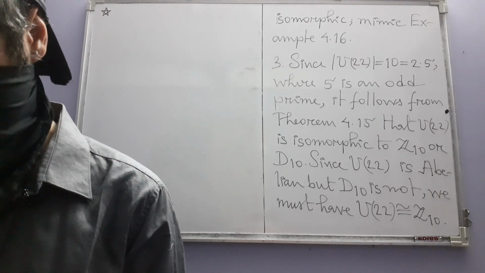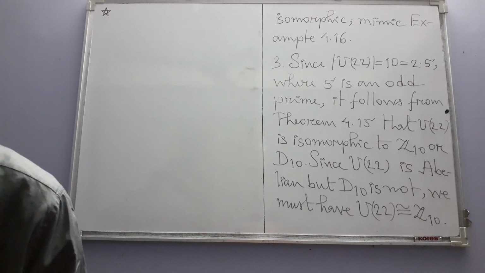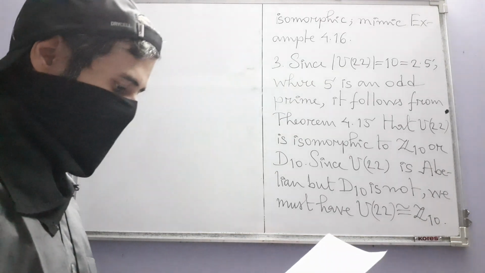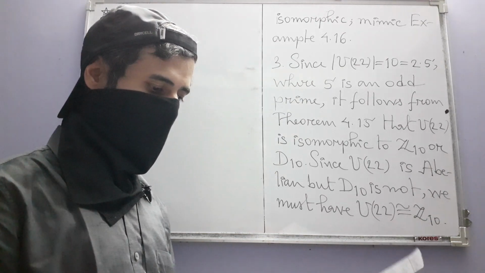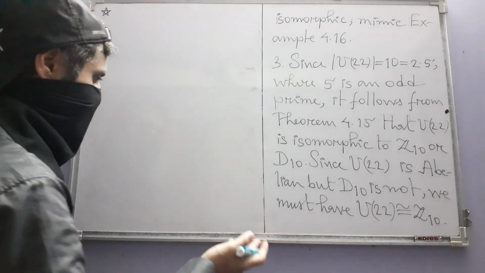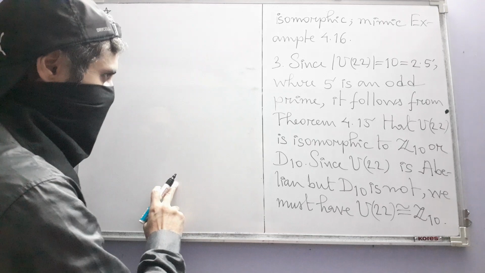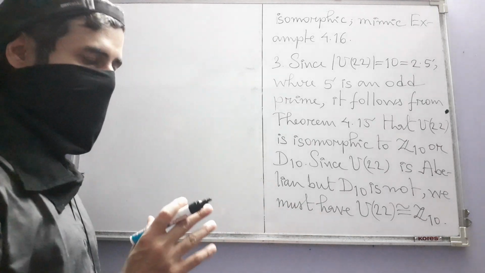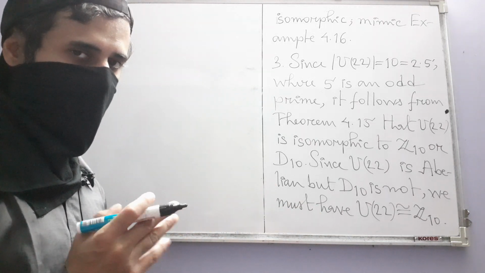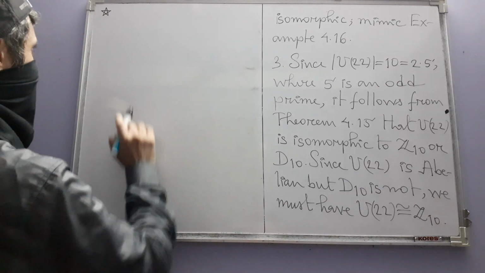And now we have the fourth part. In the fourth part, the groups are what? D20 and Z2 times Z10. And this is rather easy. We already know that D20 is non-abelian, but Z2 times Z10 of course is abelian because both the factors, that is Z2 and Z10, are abelian. So that's why they cannot be isomorphic.